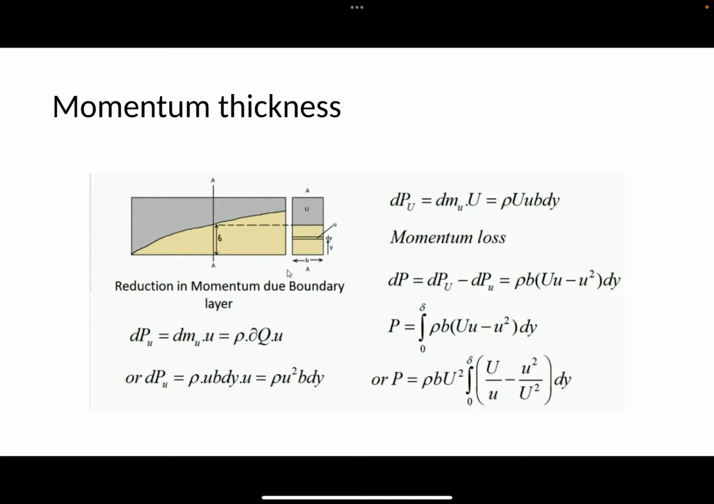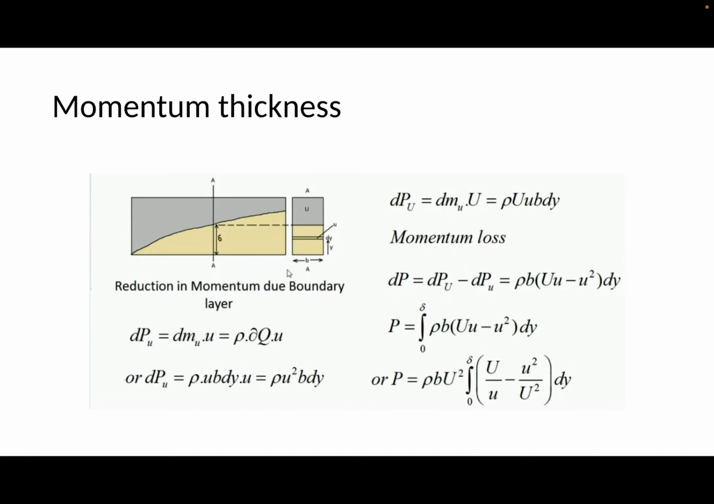Momentum thickness. In the previous videos, we discussed the boundary layer formation and the displacement thickness. So, what is displacement thickness? The thickness by which the fluid layer is shifted in the direction normal to the surface in order to compensate for the reduction of mass flow rate is called displacement thickness.